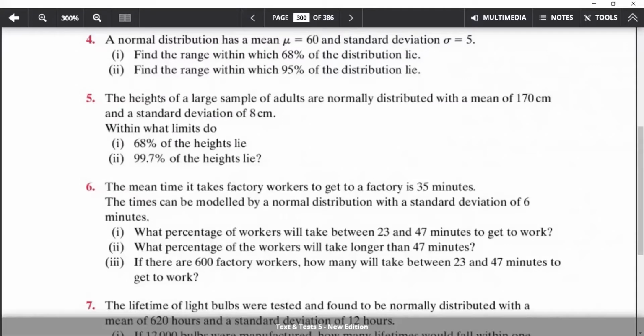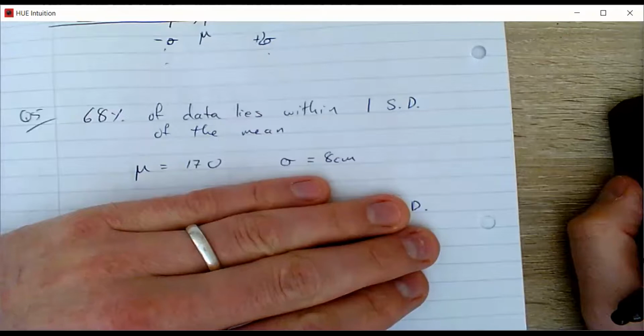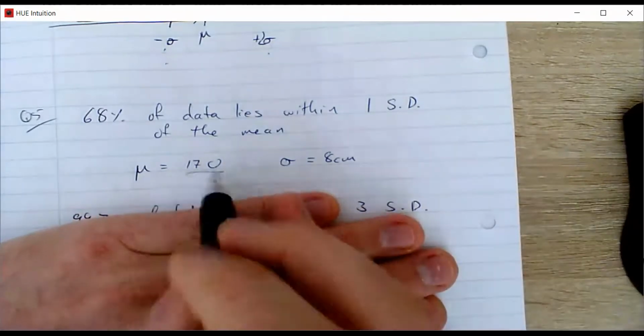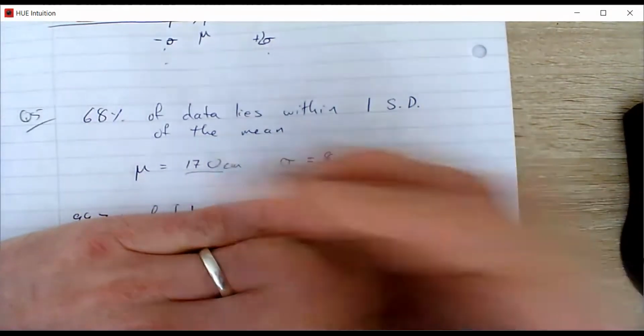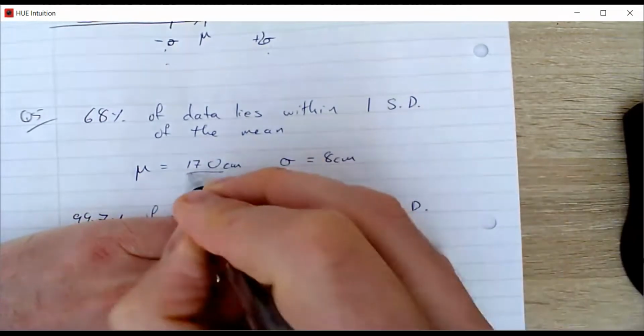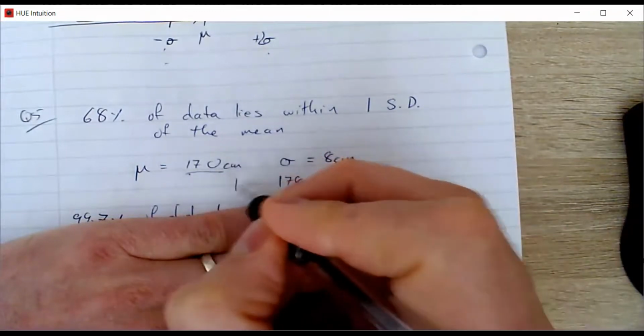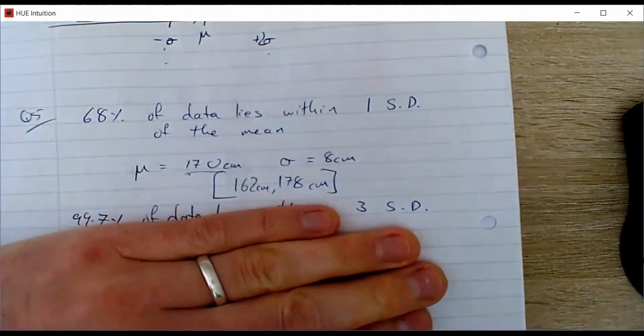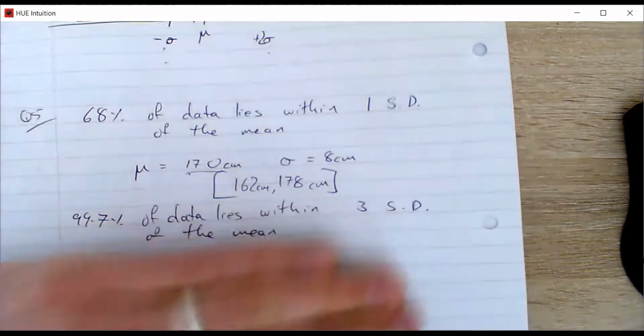Okay, next page there, page 300, question 5. The heights of a large sample of adults are normally distributed with a mean of 170 centimeters and a standard deviation of 8 centimeters. Within what limits do 68% of the heights lie? Okay, so our empirical rule tells us 68% of our data always lies within 1 standard deviation of the mean. Our mean is 170 centimeters. Our standard deviation is 8 centimeters. So 1 standard deviation above is 178 centimeters, and 1 standard deviation below is 170 take away 8, which is 162 centimeters. So 68% of the adults in this survey are between 162 and 178 centimeters.